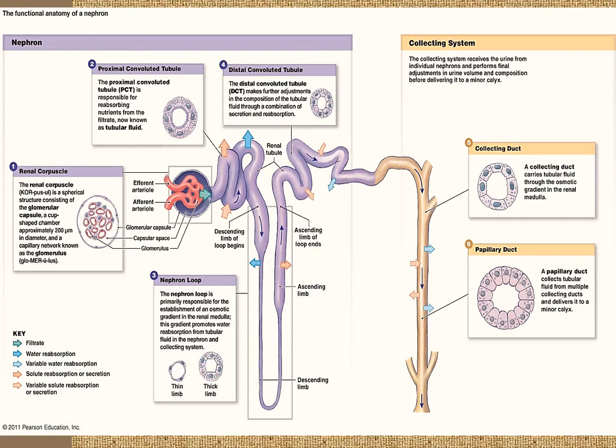Substances reabsorbed include water, sodium chloride, glucose, amino acids, lactate, magnesium, calcium, phosphate, uric acid, and bicarbonate. Substances secreted include urea, creatinine, potassium, hydrogen, and uric acid. Some of the hormones that maintain homeostasis include antidiuretic hormone, aldosterone, parathyroid hormone, atrial natriuretic peptide, and brain natriuretic peptide.